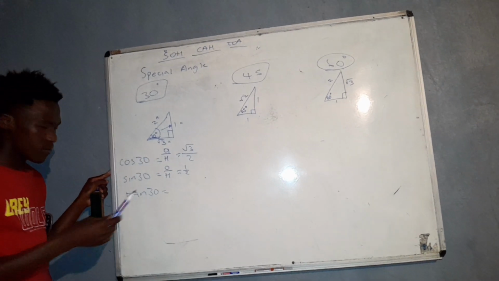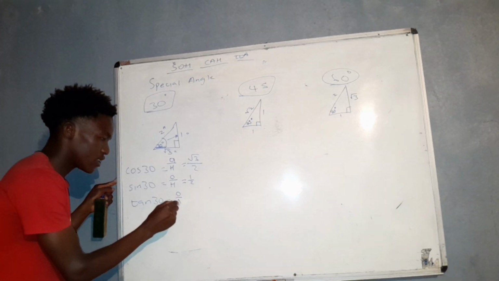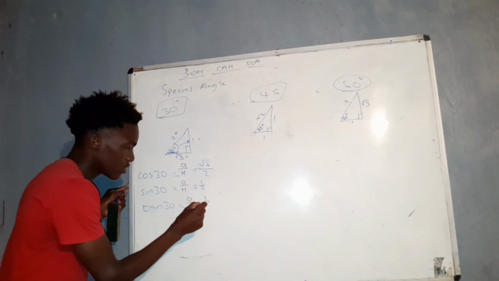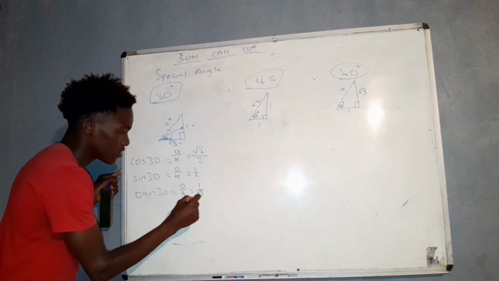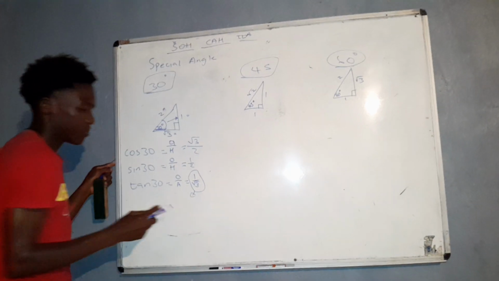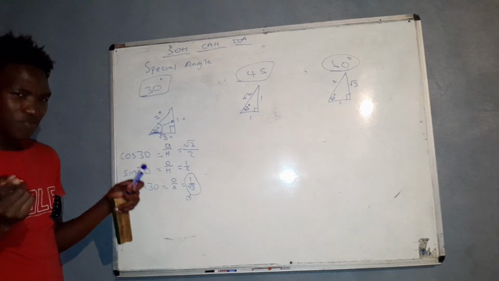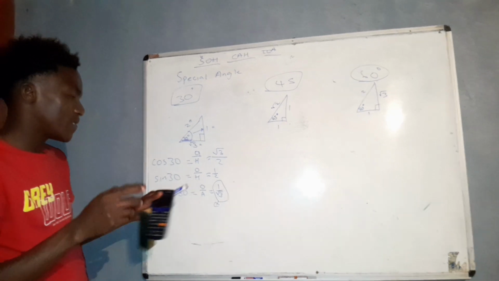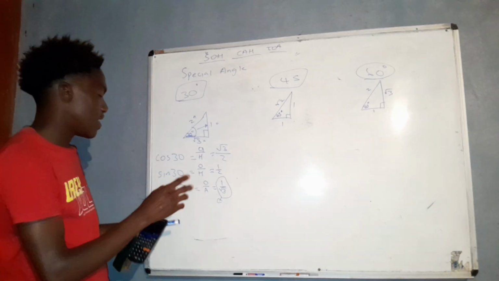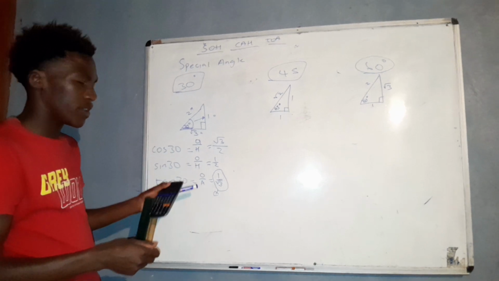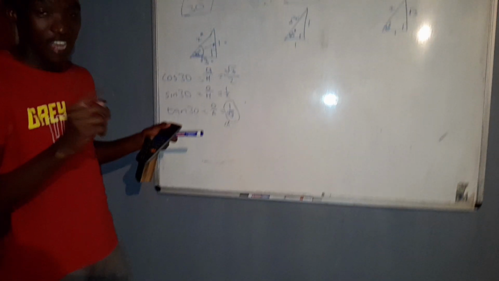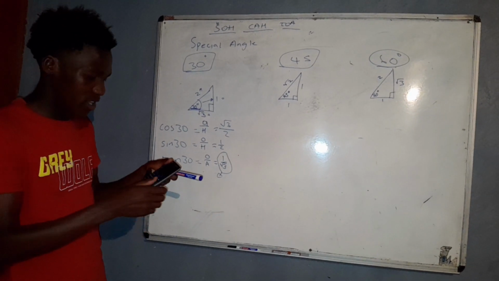And for tan 30, opposite over adjacent, good. It's 1 over root 3. So now here, let me explain something, because most students, even some of my students, make this mistake. Let's say they tell you in a test or in a classwork exercise not to use a calculator, and you use a calculator. This is how they're going to see that you are using a calculator.